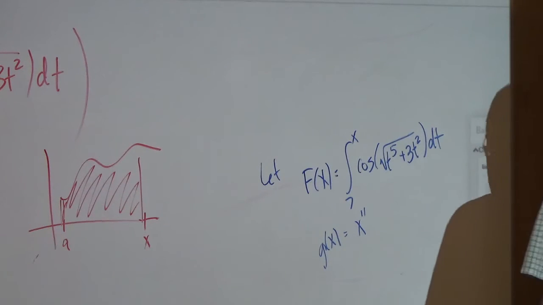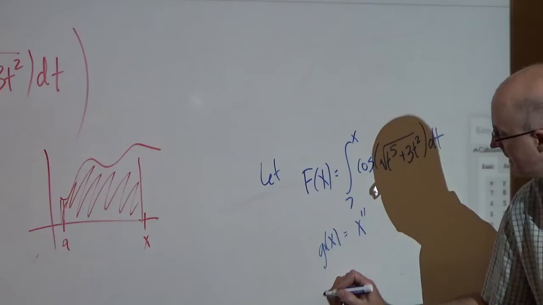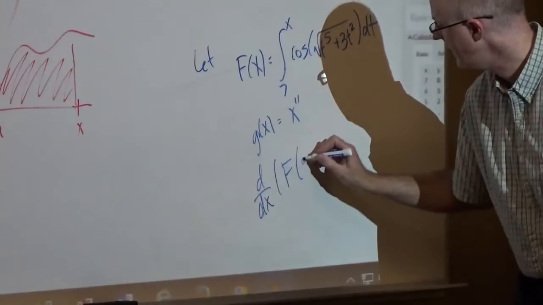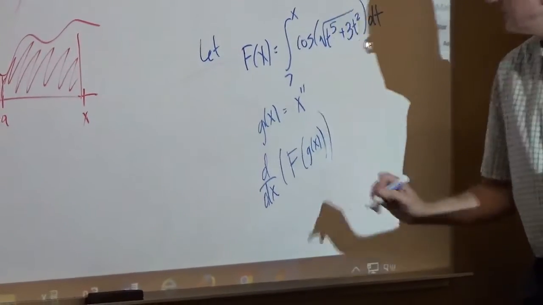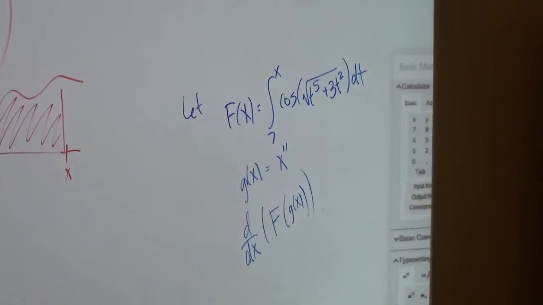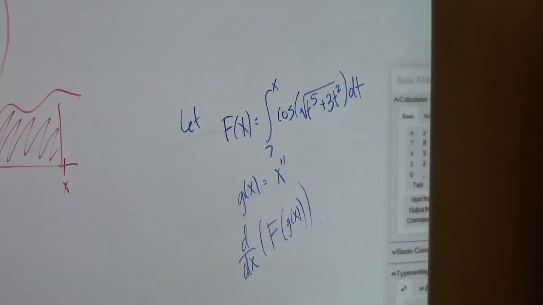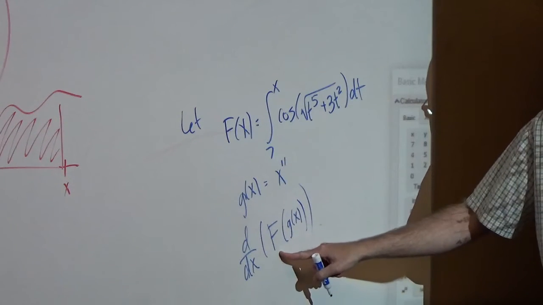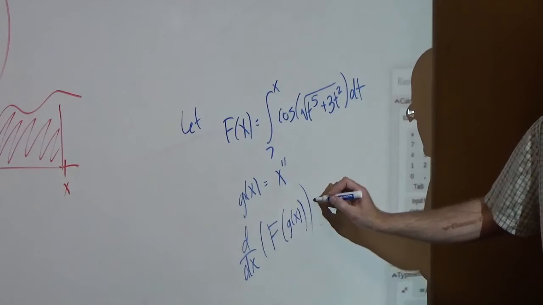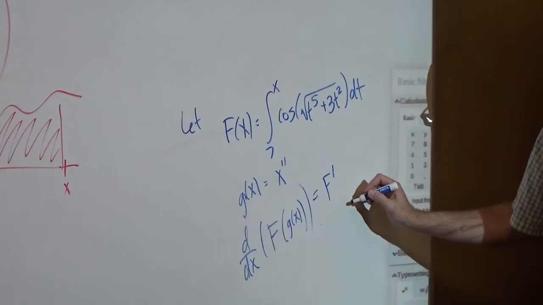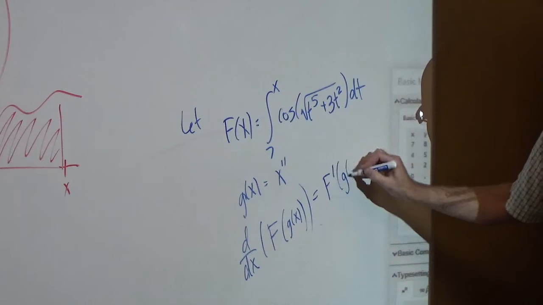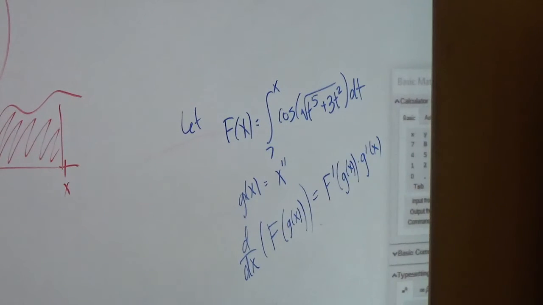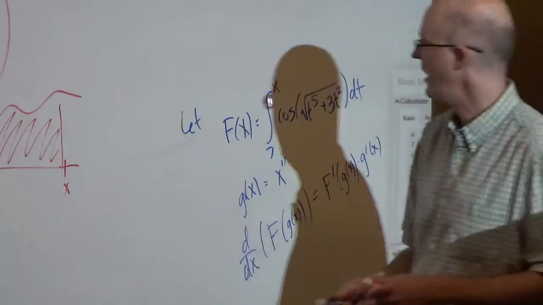What you're trying to find here is the derivative of the composition, capital F of g of x. That's a situation for the chain rule. You've got an inside function, g of x, and an outside function, capital F. The chain rule says take the derivative of the outside, plug in the inside function, and then multiply times the derivative of the inside. Now just apply it in this problem.